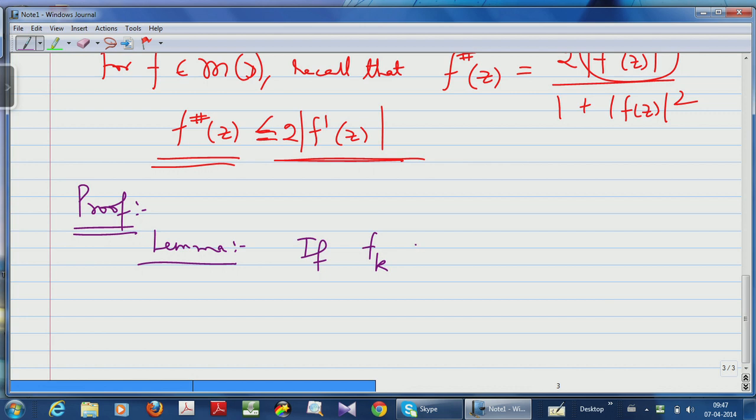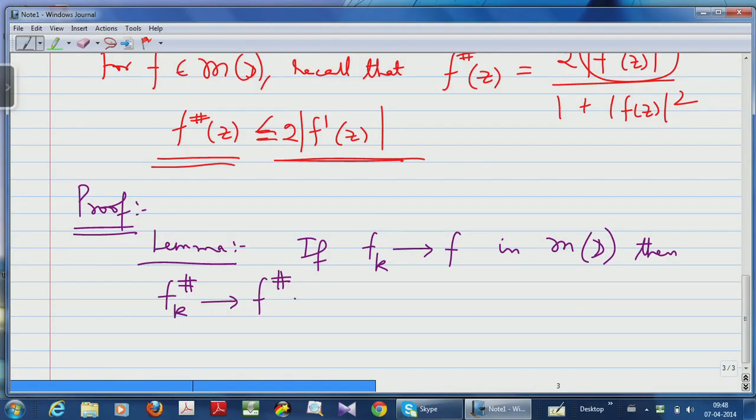If a sequence f_k of meromorphic functions converges to f in M(D), then the same thing happens to the sequence of spherical derivatives. Of course, I have written it in very, very simple words, but I must again insist, when I say converges, I mean converges normally. It means it is uniform on compact subsets. So if f_k is a sequence of meromorphic functions on D, it converges uniformly on compact subsets to a function f. We have already seen that this f can either be meromorphic or it can be the function which is identically infinity.